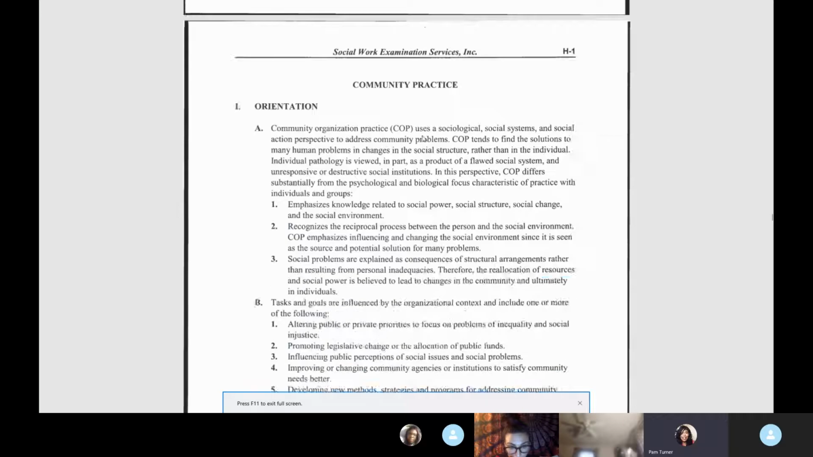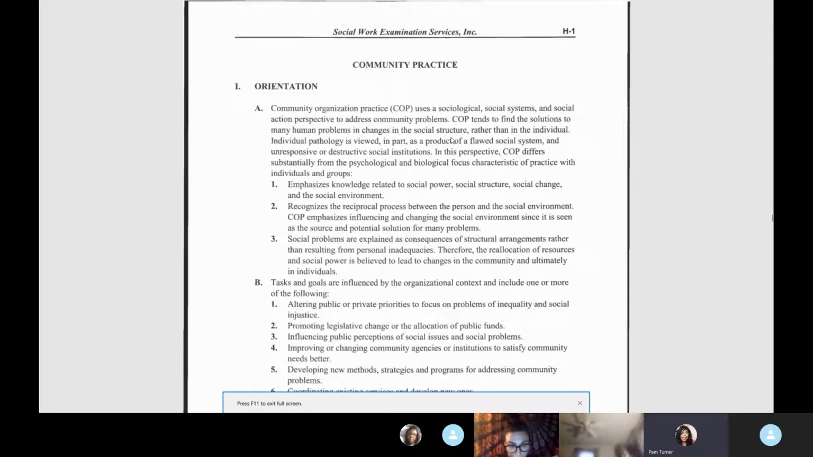In general, community organization practice uses the whole system: the society, the people living there, the social systems, the social action. All of those things are the big picture of community practice. Many times in graduate school, you had a choice of macro or micro. That's how I went a million years ago. All of that is about practicing in the community. It looks at the social power, the social structure, all the social change, all of those things that are really important when it comes to being in the community.